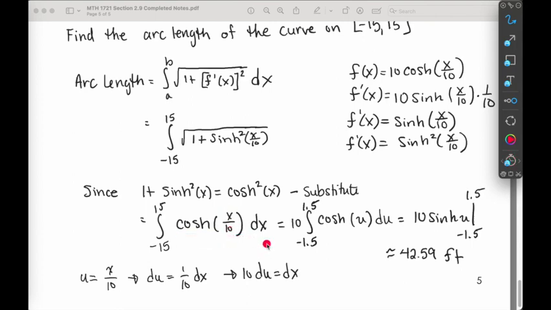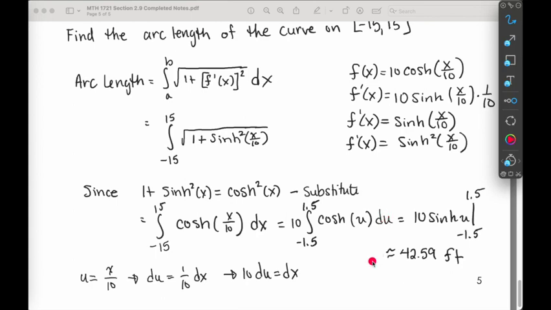Now I'm going to do a u substitution. I'm going to let u be x over 10. So that when I do my substitution, I'm going to get that 10 du is equal to dx. So I'm going to replace dx with 10 du. So I pull the constant out here in front.